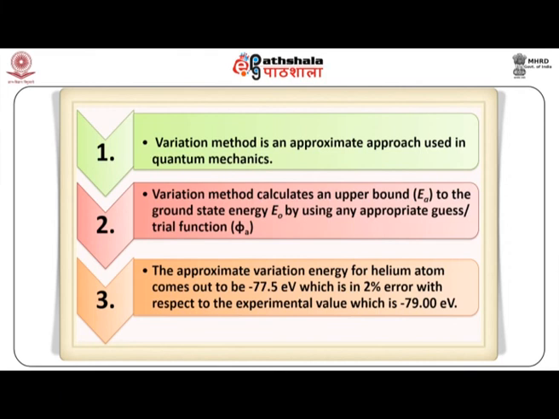We then applied this approach to calculate approximate energy for helium atom. We obtained the approximate variation energy for helium atom as minus 77.5 electron volt, which is in 2% error with respect to experimental value, that is minus 79.00 electron volt.